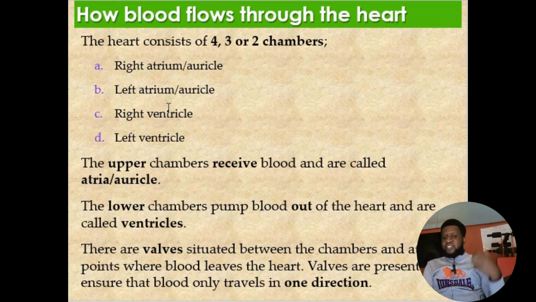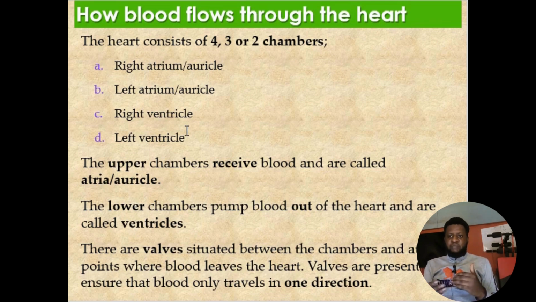Atriums are the ones that receive, whether on the left or the right, while the ventricles always pump. So atriums are the upper chambers, while the ventricles are the lower chambers. That's what we refer to as chambers.